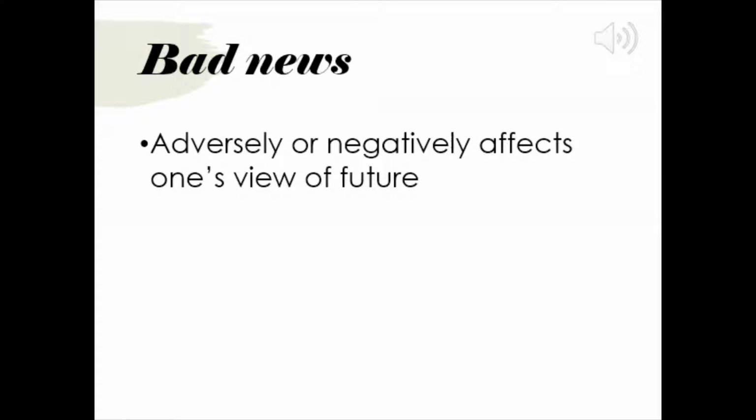What is bad news? Bad news is defined as information or news that adversely or negatively affects one's view of future. In ophthalmology, reducing vision or loss of vision is one of the examples of bad news because it will disturb and also affect their living and also their life. The other example is when you diagnose a patient with a chronic disease like glaucoma that requires lifelong medications. It's also an example of bad news as well because it will affect their view of the future because they know that they will be a burden to their living in the future.